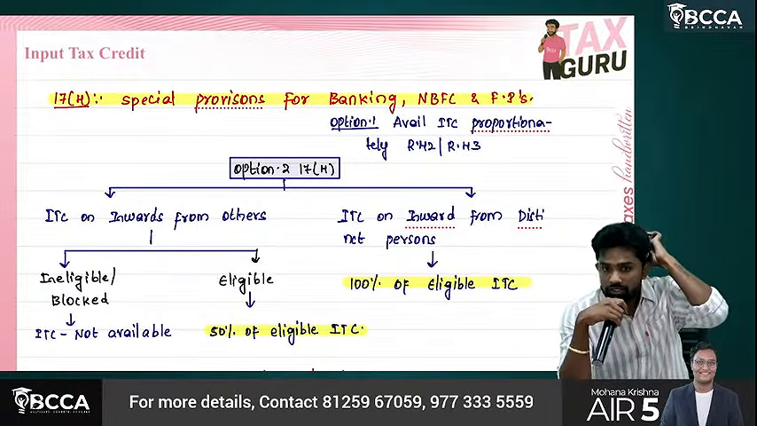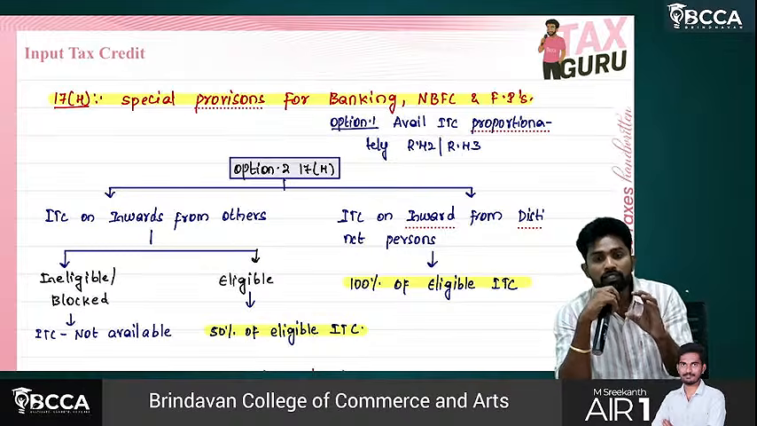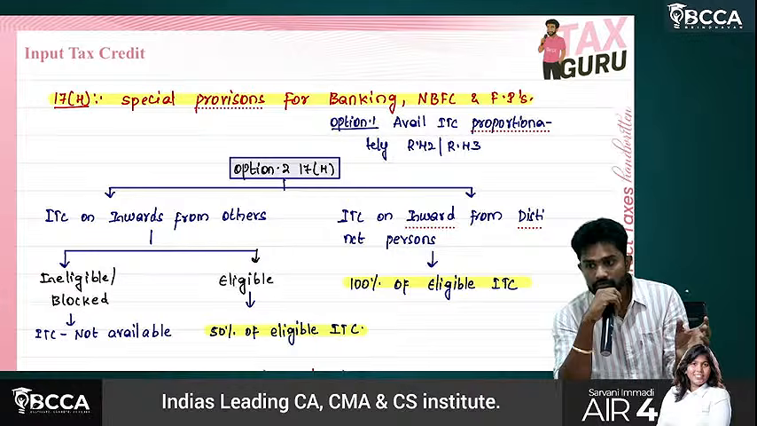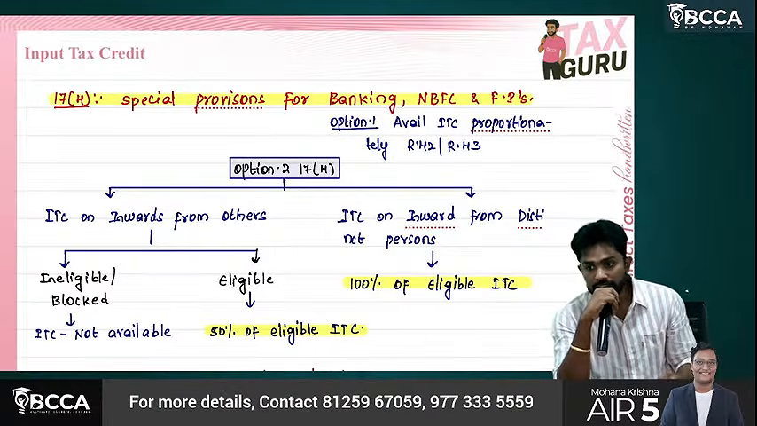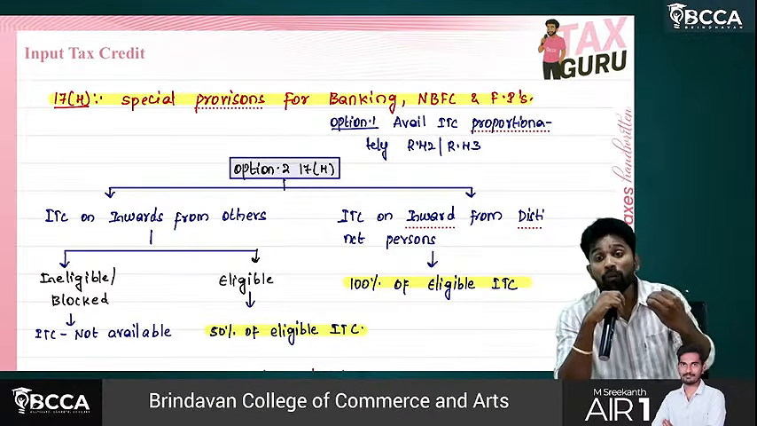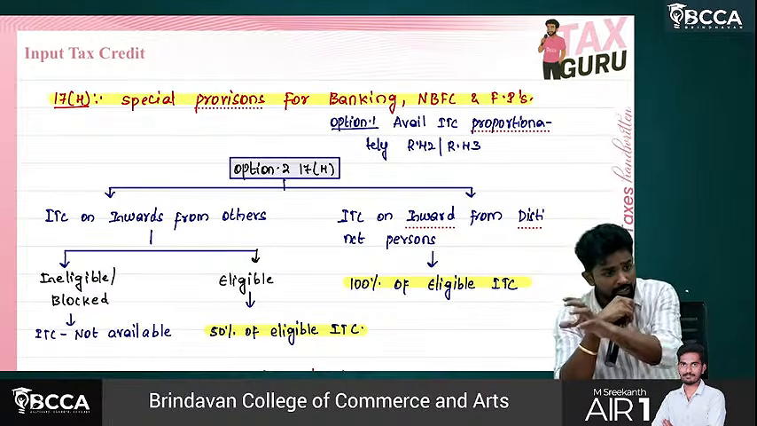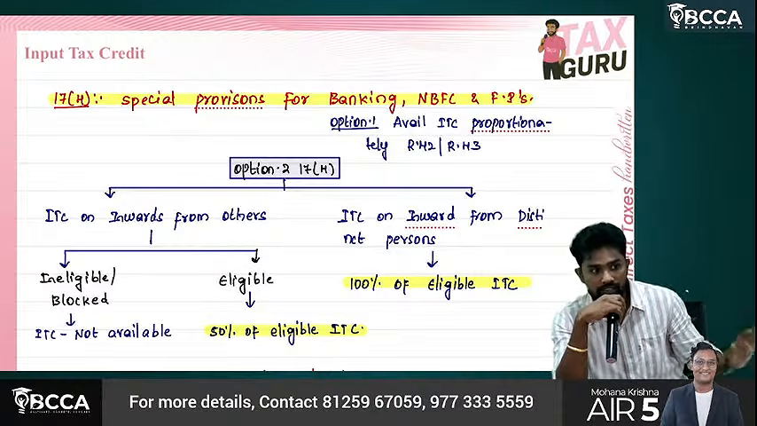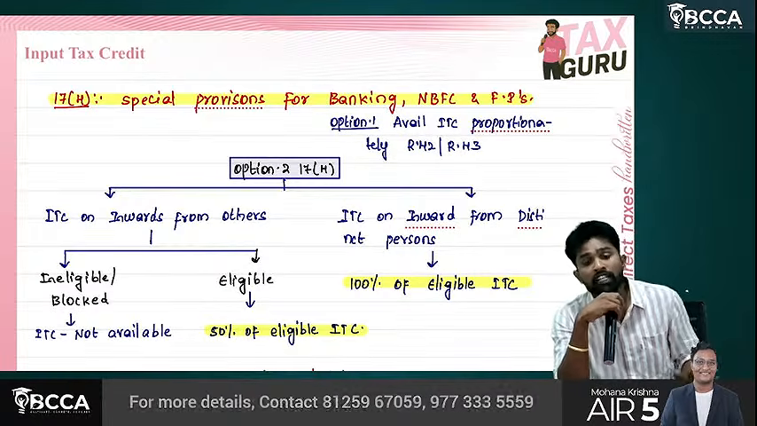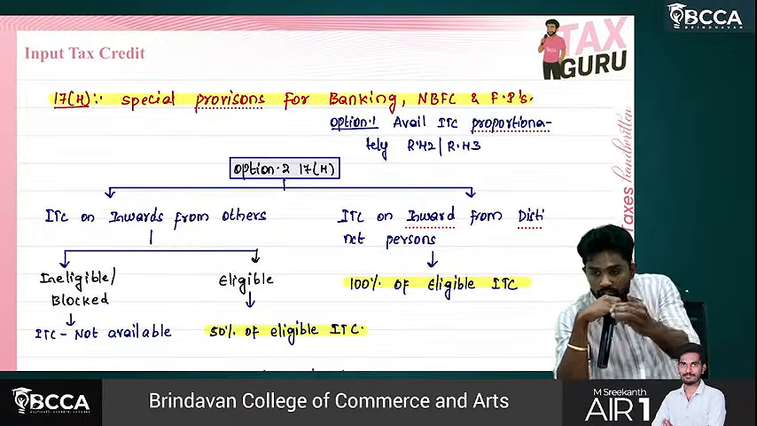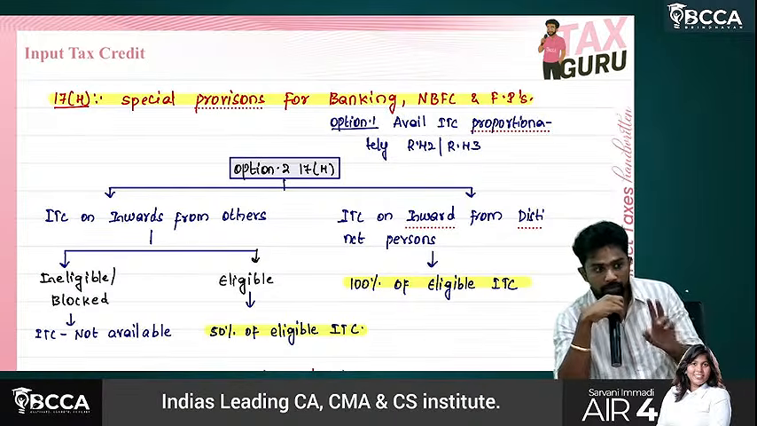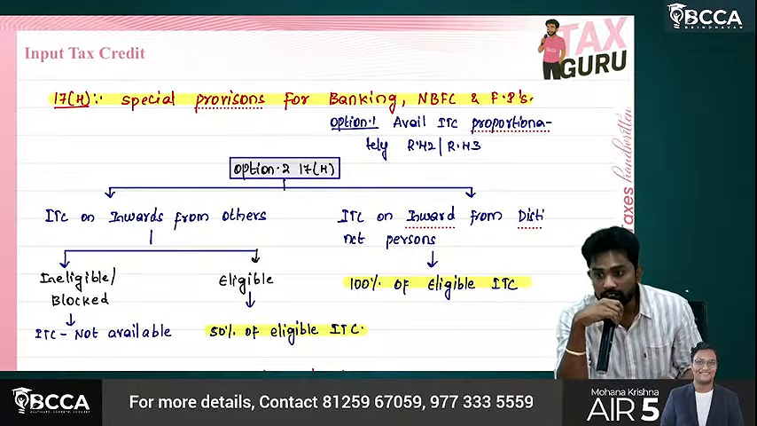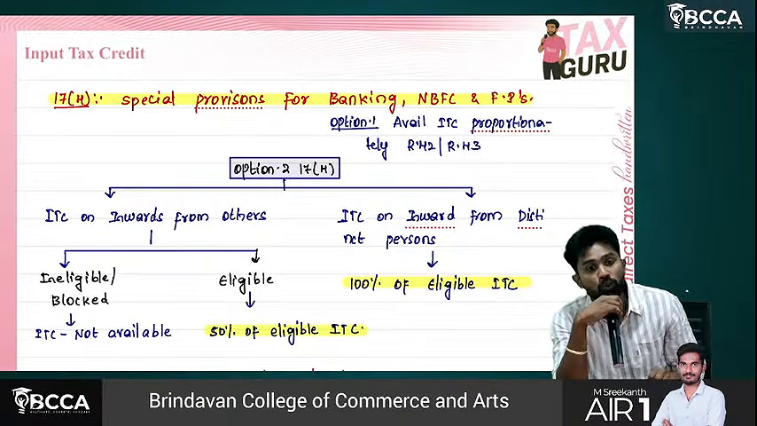What will be there in those sections means, when a person provides both taxable supply and exempted supply, and he has common inputs. He uses the same inputs to provide a taxable supply as well as exempted supply, then he cannot avail full ITC. Only proportionate to that of taxable supply he can avail ITC. To the extent of exempted supply he cannot avail ITC. For that only two rules are there.